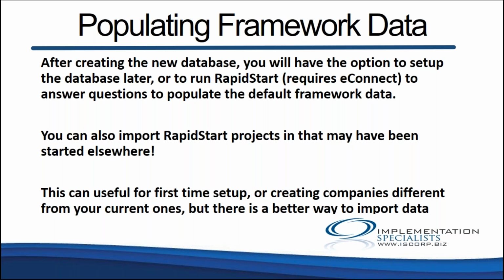After creating the database, the last menu will show you the option to set up the database later, or you can run Rapid Start. This requires eConnect for GP to be installed. And you can answer questions to populate the default framework data, or you can even run an import from an Excel spreadsheet or other Rapid Start project that may have been started elsewhere. This can be useful for a first-time setup, but like I said here, there are better ways if you're trying to import data, especially if you just want to make a duplicate of your current framework in the new company here.